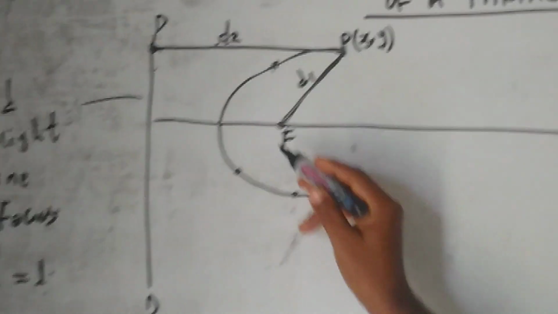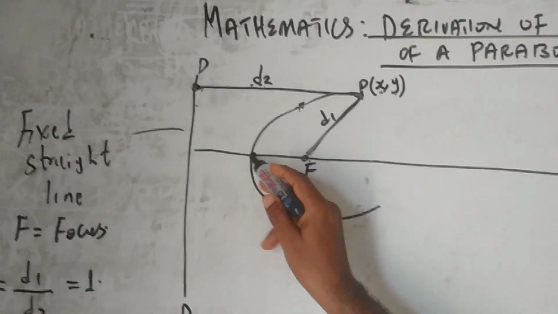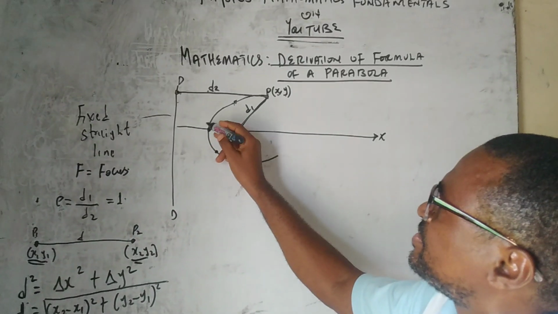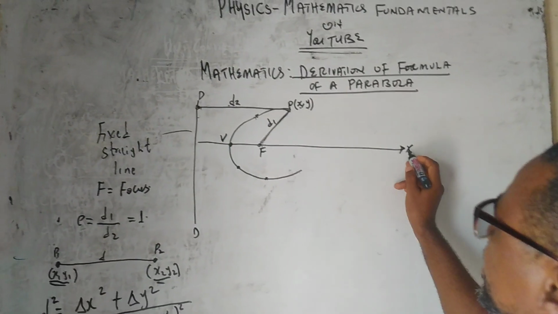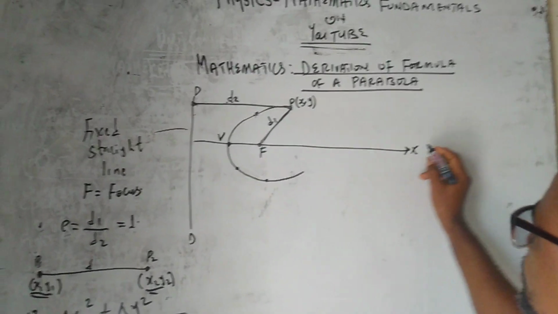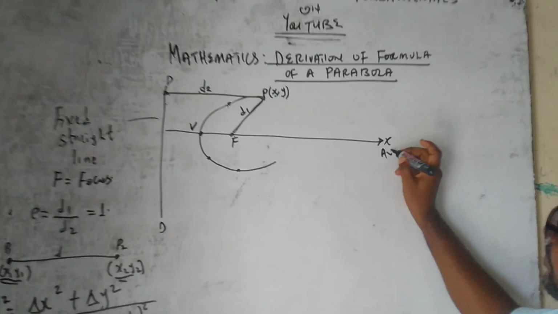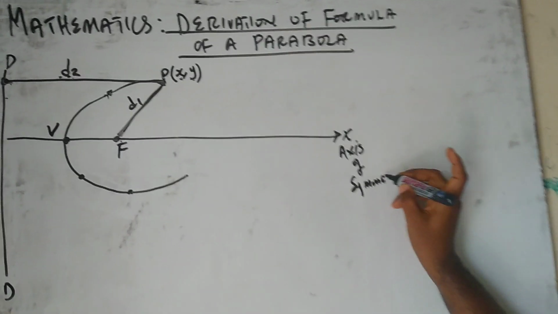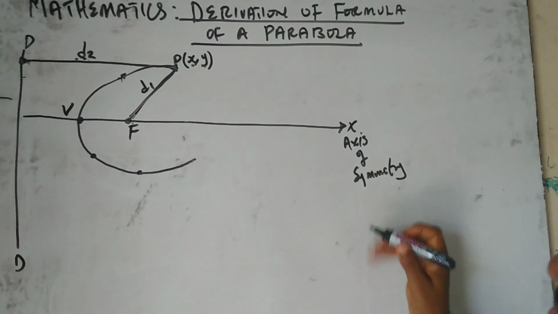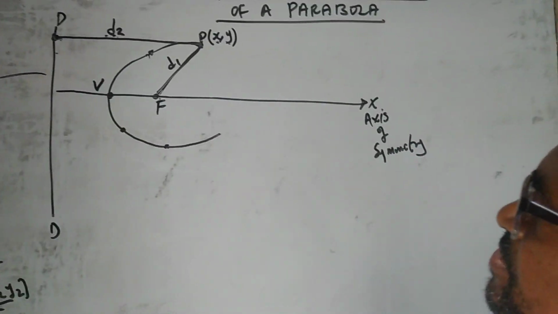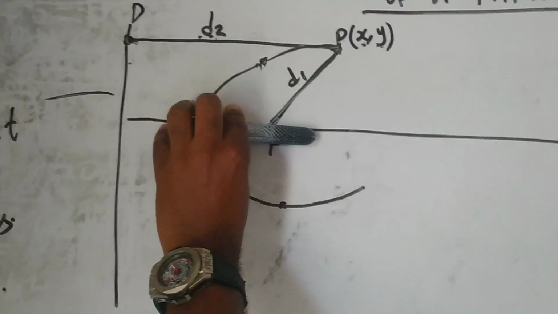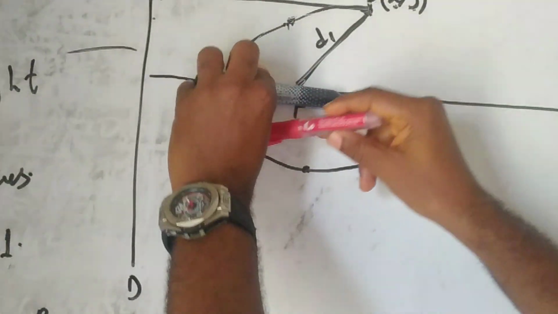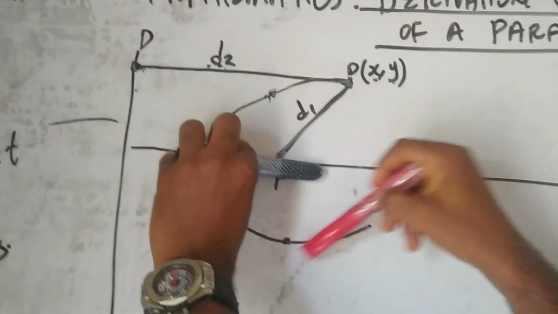Now, the place where this x-axis cuts the parabola is called the vertex of the parabola. And this line that passes through the focus is known as the axis of symmetry of the parabola. So what do I mean by axis of symmetry? This particular axis behaves like a mirror. If you put a mirror here, the image of this portion of the parabola will be shown here. So they will look like identical twins.